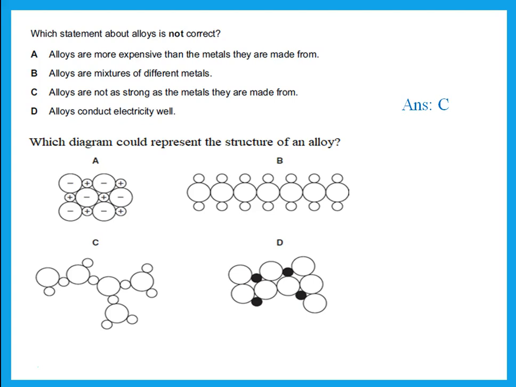Okay, which diagram could represent the structure of an alloy? Remember that an alloy is basically metal with different sizes of atoms. So I'm not going to choose A. A is representing an ionic compound because A shows negative ions and positive ions. We don't want that. Metals, remember, have positive ions with negative electrons around them, which we indicate only by a negative, not by negative inside a circle. So which of these would be the alloys? D is actually the alloy, in which we have atoms in regular rows, but we have different sizes of atoms in between.